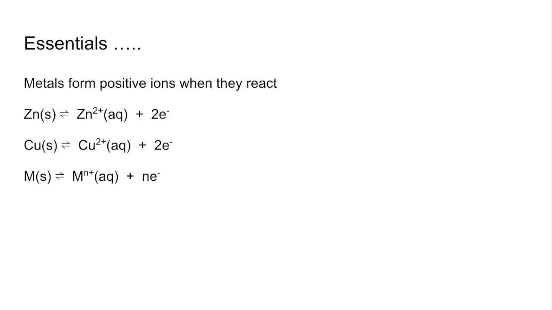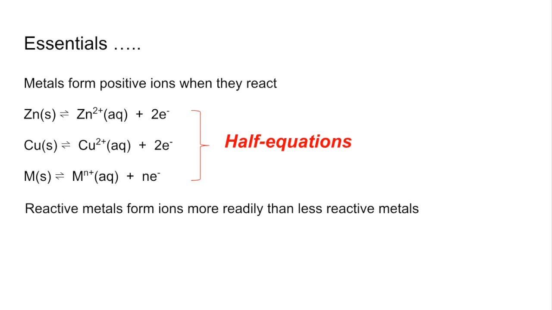So the generic equation for that, for any metal: the metal forms the ion and it loses the number of electrons relevant to the charge. I'm writing these half equations as reversible processes, and you'll see why when we come on to the next slide. Reactive metals form ions more readily than less reactive metals, or you could think about it as the more reactive a metal, the more easily it loses its electrons.